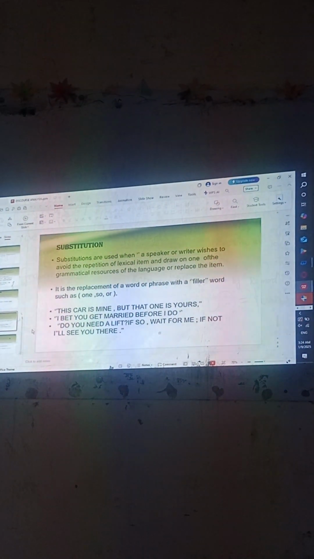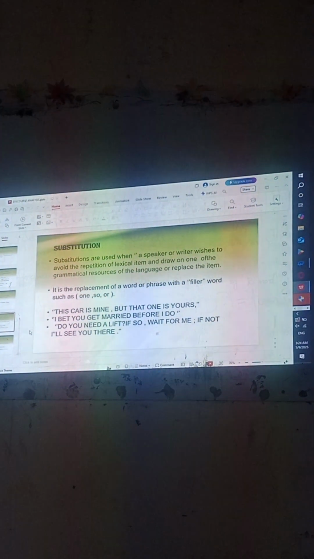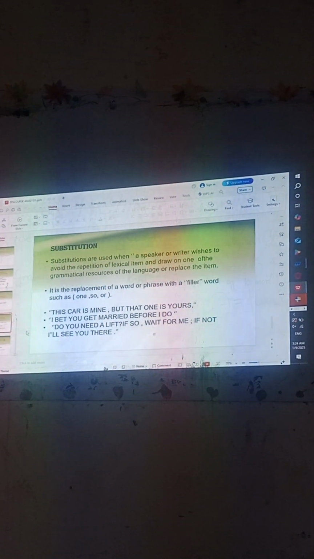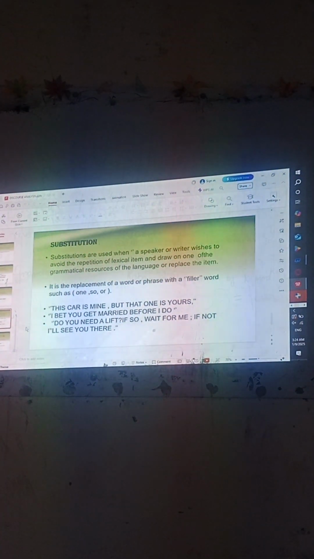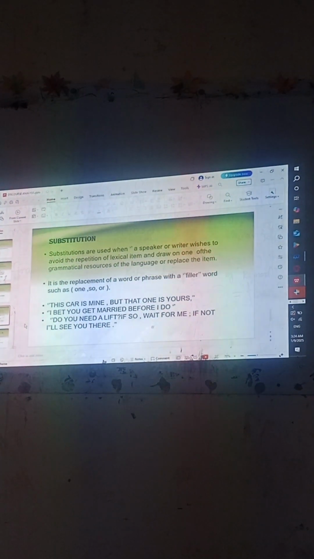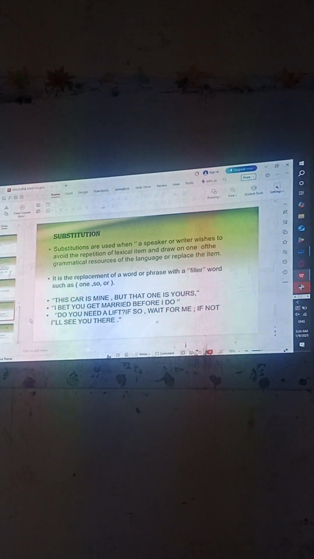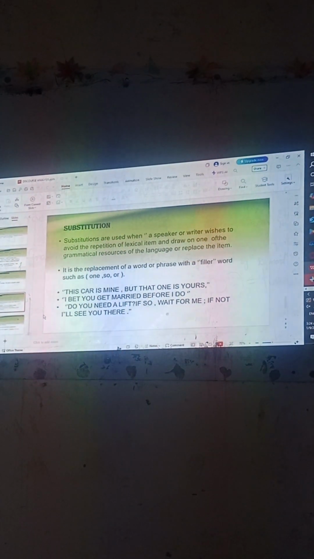In order to avoid redundancy and repetition, it would also be awkward if time and again you use the same noun. So you may say a pronoun is a substitution of a noun that makes the passage appropriate. But in this particular concept of substitution, the one here represents the car, and do means get married, the same. I bet you get married before I do. So in that sense it is substituted.